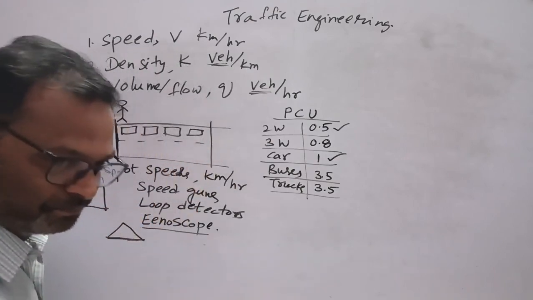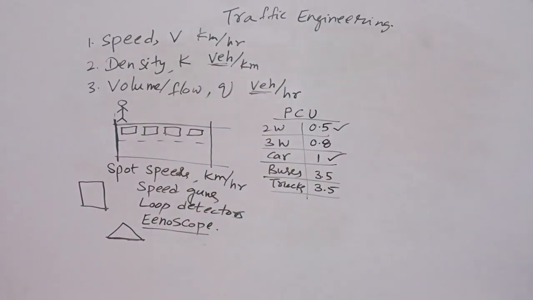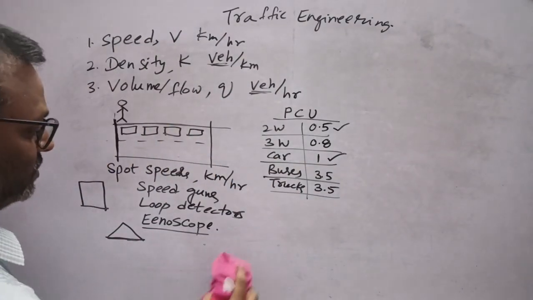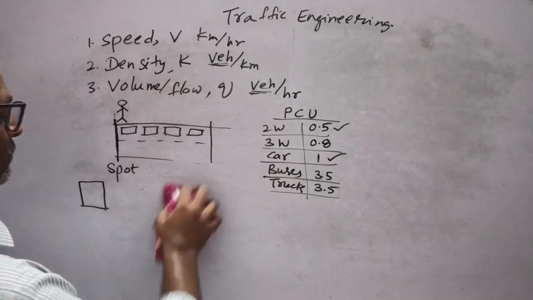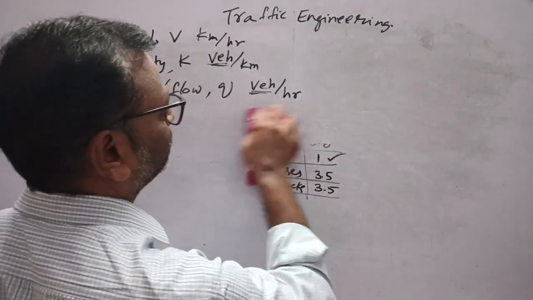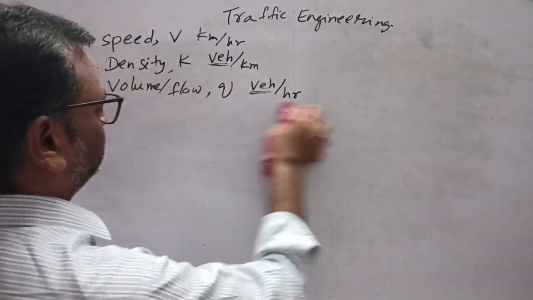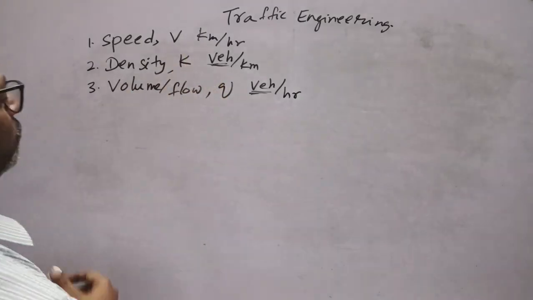We are writing the units in vehicles per kilometer, and vehicles per hour also. I will see the relationship. Before that, we will discuss density and volume.